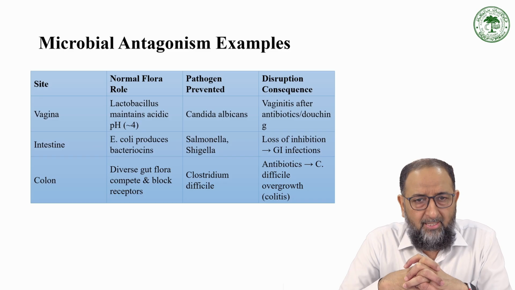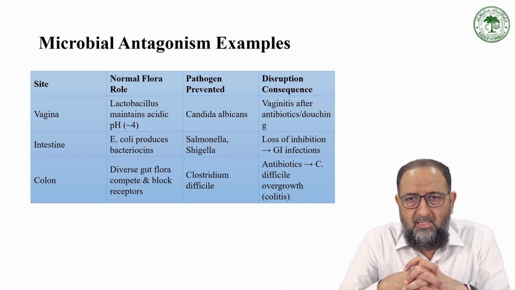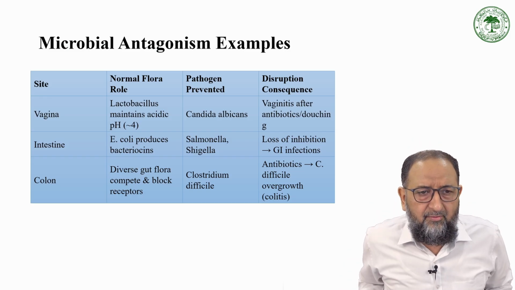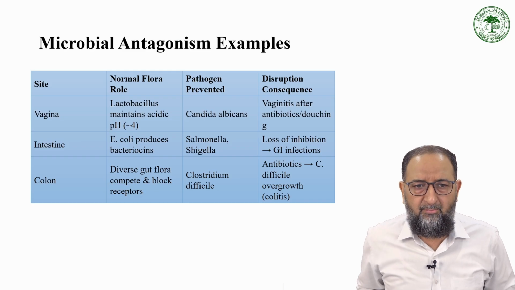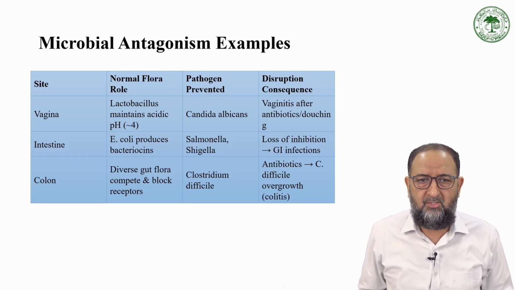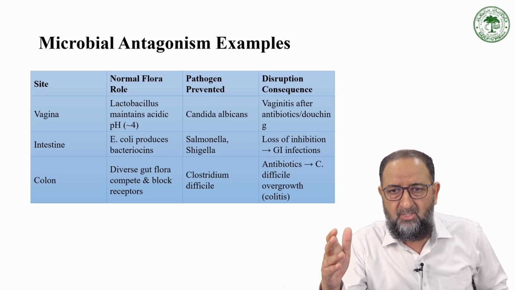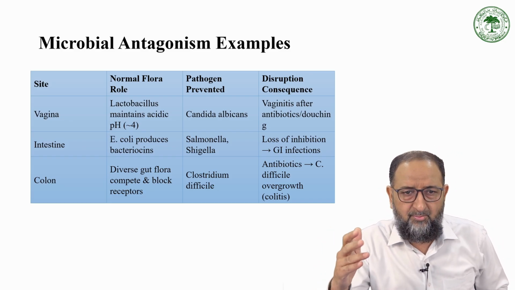Then we have a pathogen called Candida albicans, and the disruption consequence is vaginitis after taking antibiotics. Now, in the case of the intestine, we have E. coli, which produces bacteriocin, and Salmonella and Shigella are the pathogens that are prevented by this E. coli production at the site of the intestine. Then with loss of inhibition, GI infection takes place.